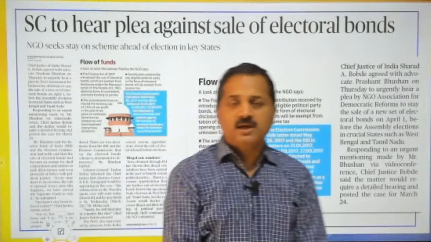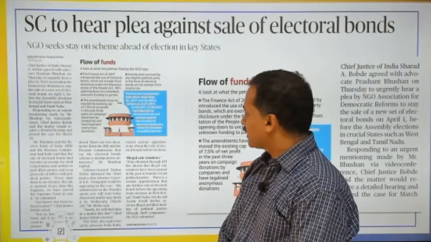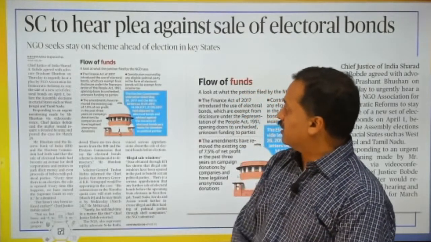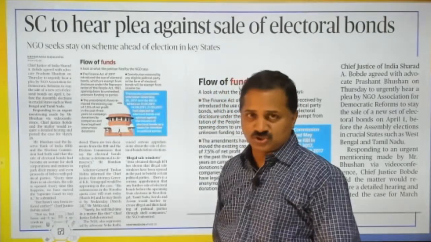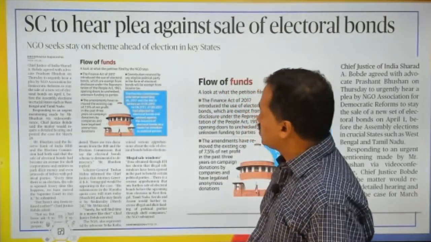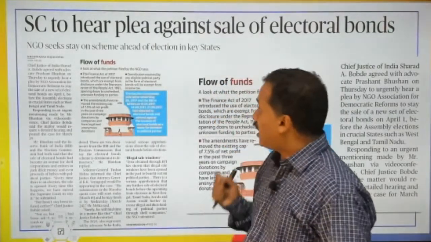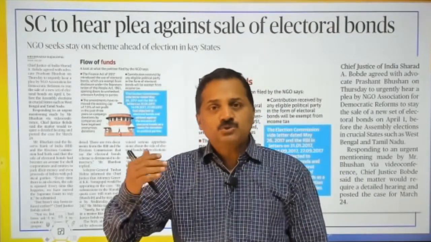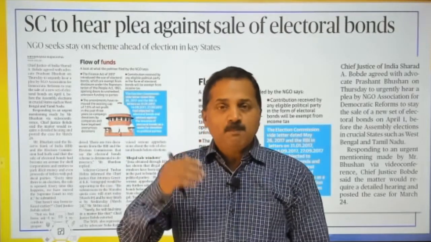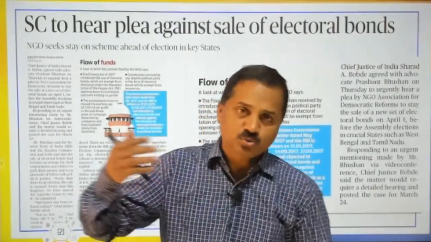Electoral bonds were implemented in the year 2017, I believe. The Finance Act of 2017 introduced the use of electoral bonds, which are exempt from disclosure under the Representation of People Act 1951, opening doors to unchecked, unknown funding to parties. So, if you want to donate to any political party, you can purchase electoral bonds and subscribe those bonds to the political party of your choice.